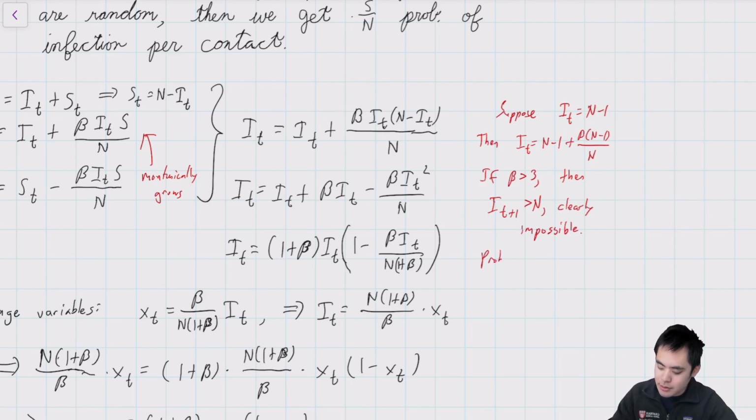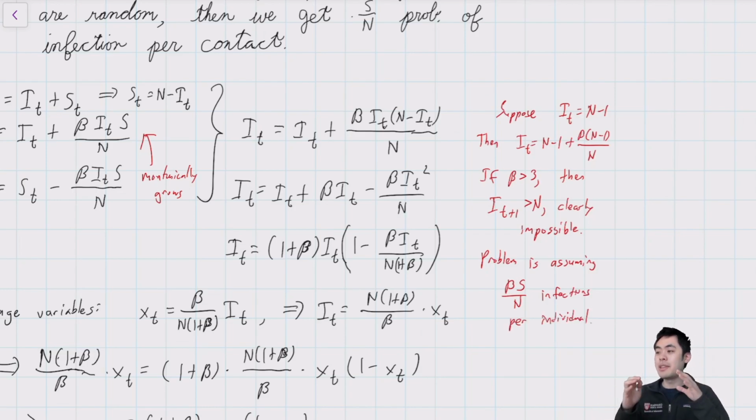So our problem is assuming beta s over n infections per individual. Because when we actually assume that there are that many infections per individual in the time step, sometimes what happens is your overall count increases beyond n. And then if I sub t is bigger than n, that's super bad because that means that s sub t is a negative number. So we just assume that we have a negative number of susceptible individuals when we do that.